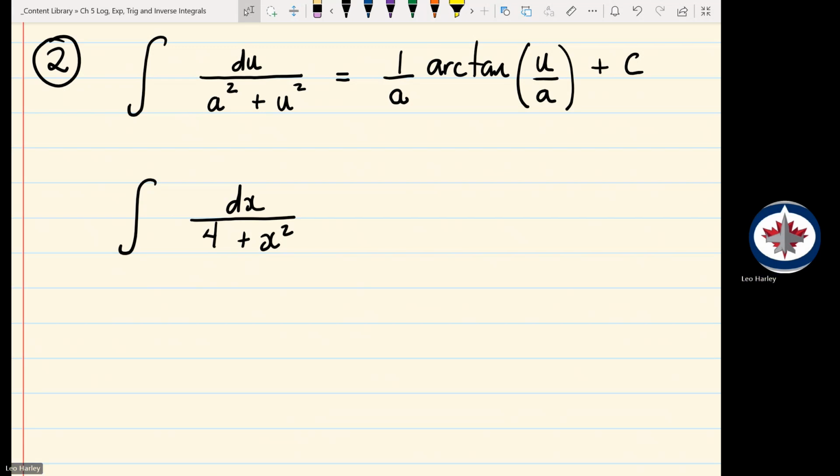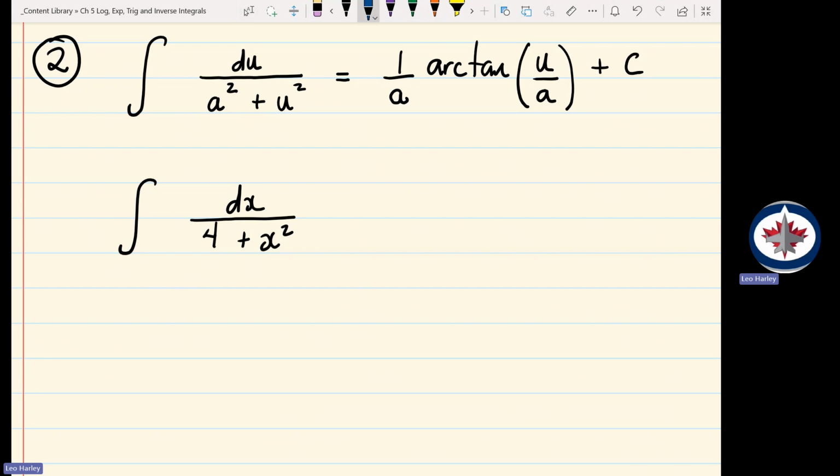Okay. Can you see there's no numerator? Like, we're never doing long division with this question, right? You can't take the top and divide it by the bottom because the top is simply 1. However, can you notice there's no square root? Can you notice it's a constant plus something squared?